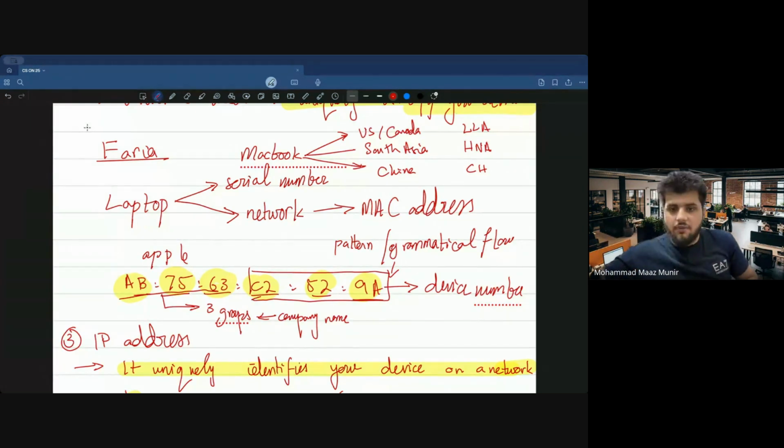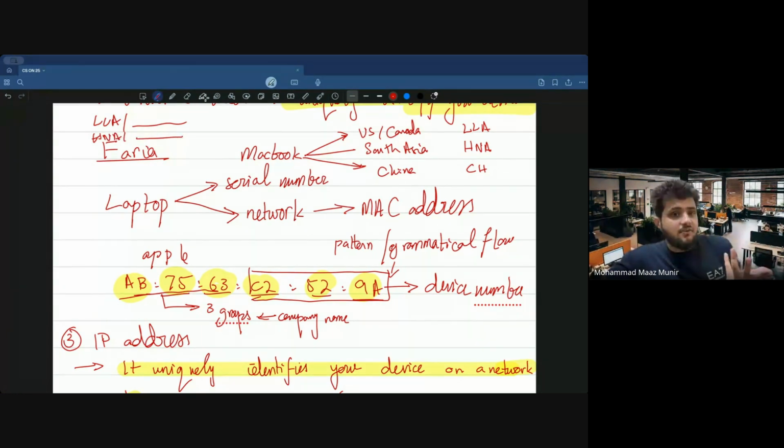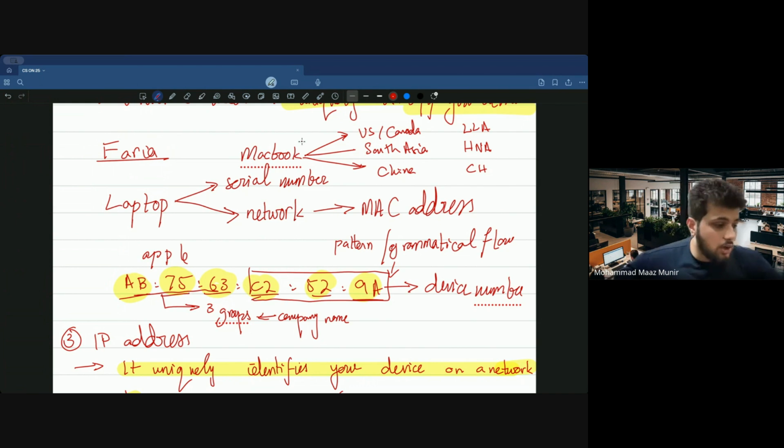Now, if I start something like LLA and then I write a MAC address, usually it doesn't happen, but if we have an H and A with the same MAC address, we can differentiate between the devices because one is for the US region and the other one is for your South Asia region.